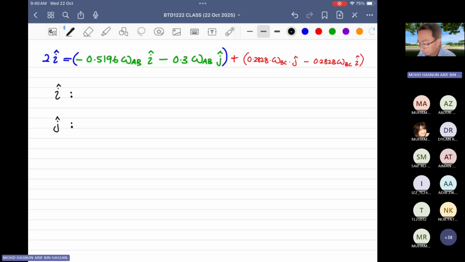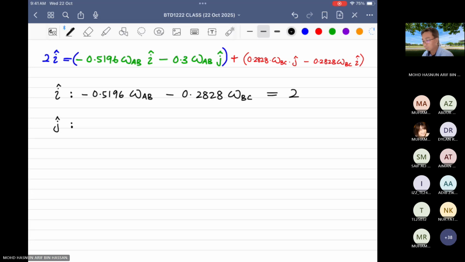So for I component, you take minus 0.5196 omega AB. Okay, do not write I because we already taken I there. And for the omega BC, it's minus 0.2828 omega BC. Okay. And then equal to, look at the left-hand side of the equation, you have 2I. So write down 2.